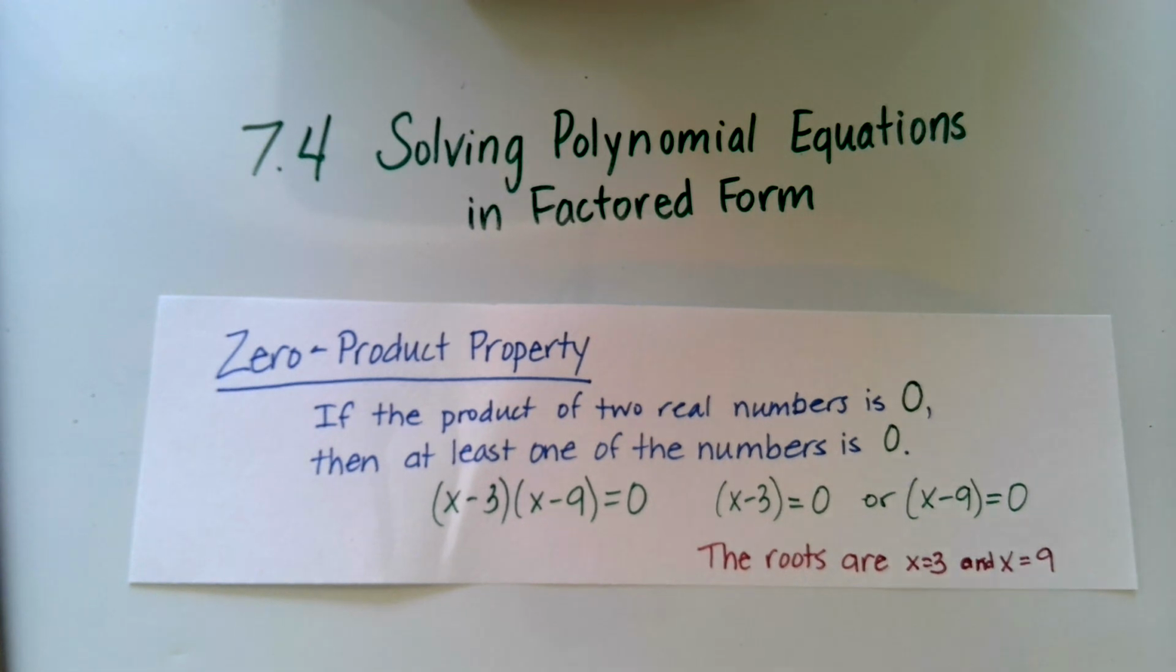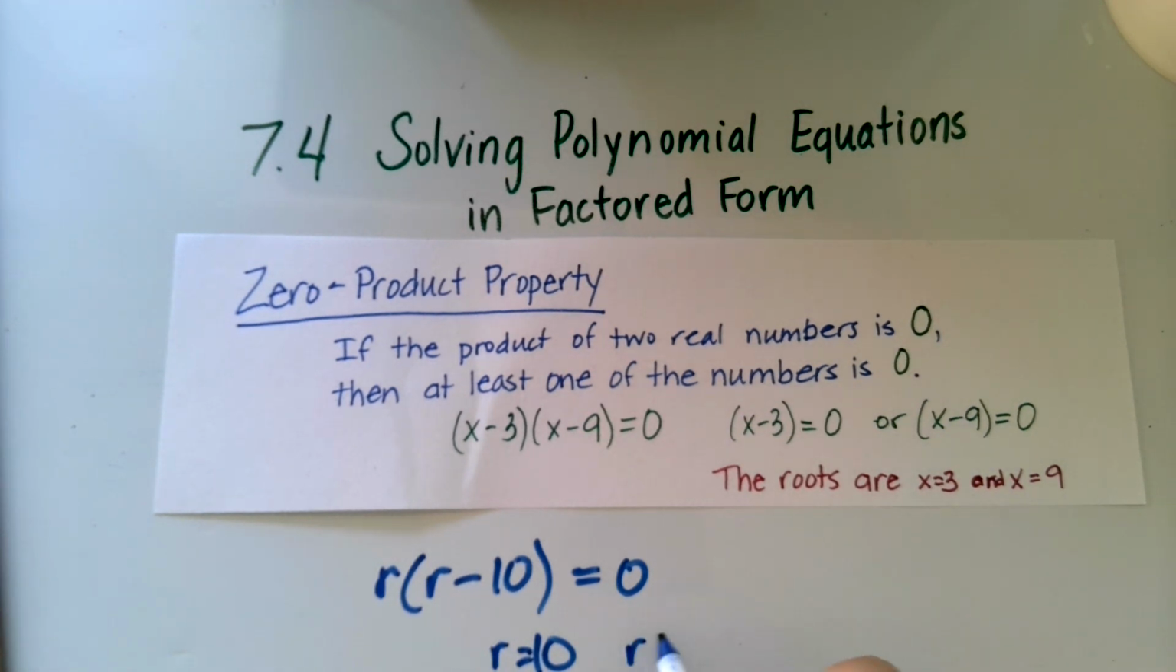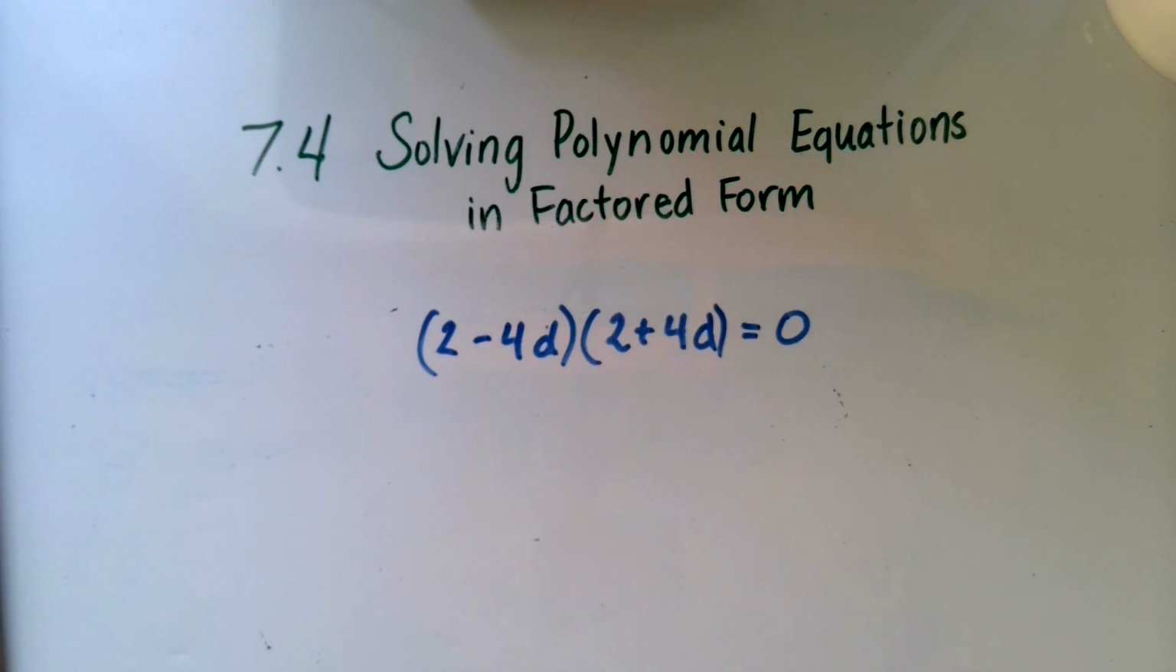So keeping in mind the zero product property, you'll notice that we have an equation here, and this is in our factored form. So either r has to be equal to 0 or r minus 10 has to be equal to 0. Okay, so our roots are going to be r equals 10 or r equals 0.